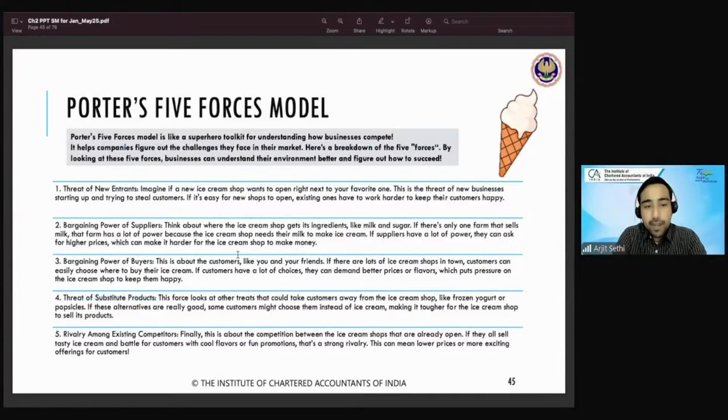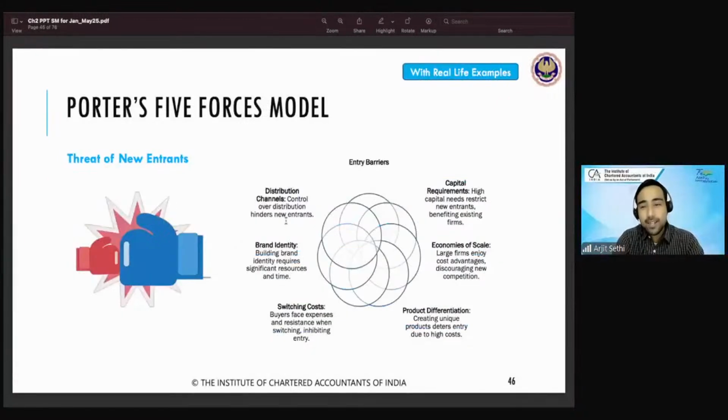Okay. So the five forces of Michael Porter, my friend, which are threat of new entrants, bargaining power of the supplier, bargaining power of the buyer, threat of substitutes, and rivalry amongst the existing competition. Now, threat of new entrants.